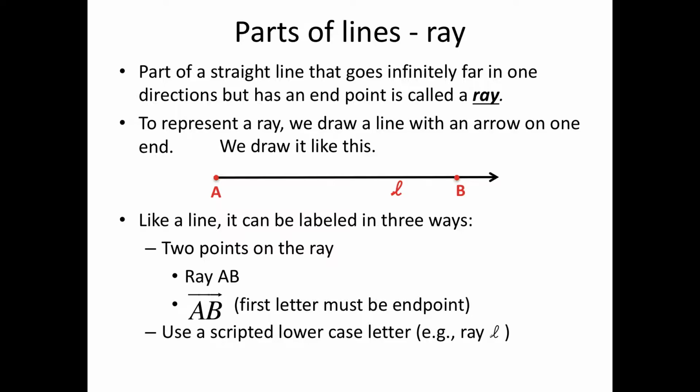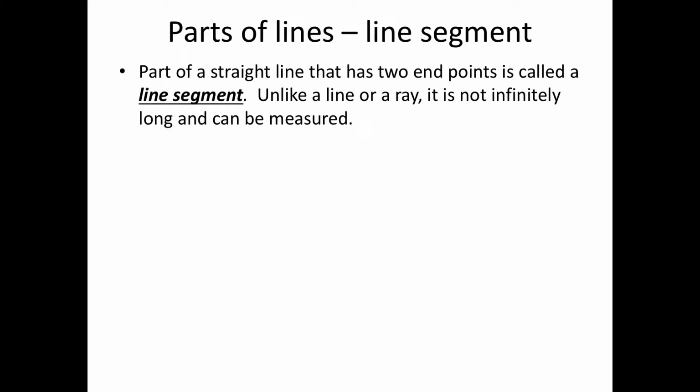So far we've talked about a line, which goes infinitely far in both directions, and a ray, which goes infinitely far in one. So now we're going to talk about a line segment. We'll get there. Don't worry. A line segment is part of a straight line that has two endpoints.